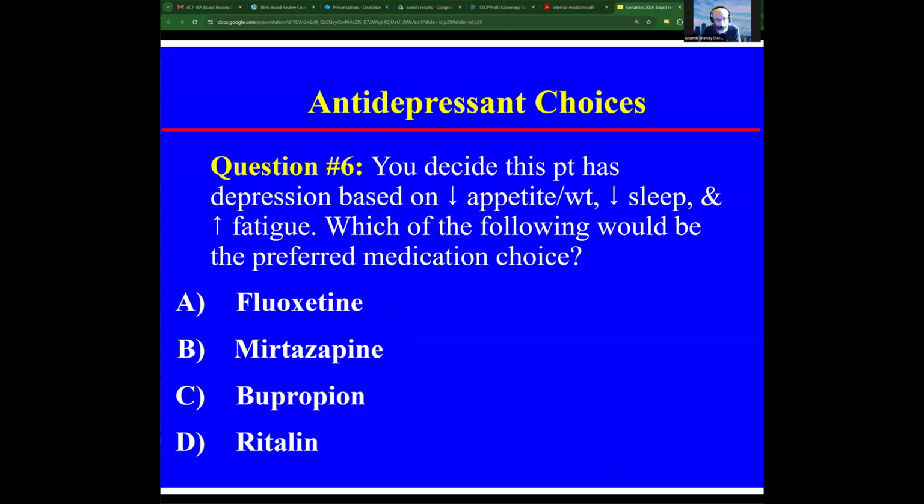We're going to jump back. We've mentioned depression a couple different times in the setting of dementia, agitation, now with weight loss. So when thinking about antidepressants with our older adult patients, for question 6, you decide this patient has depression based on their decreased appetite, their poor sleep, their increased fatigue. Which of the following would be your preferred medication choice? Would you go with fluoxetine, mirtazapine, bupropion, or methylphenidate or Ritalin?